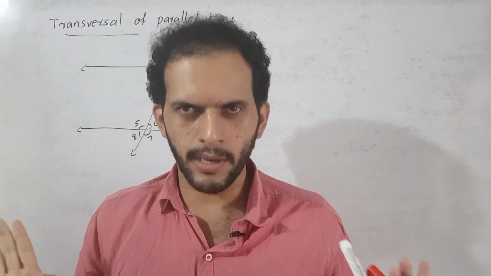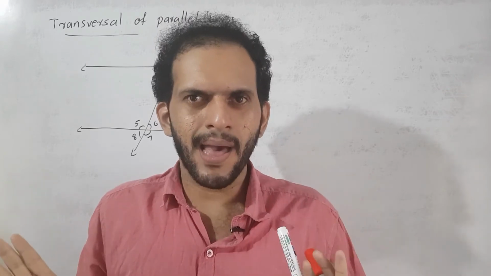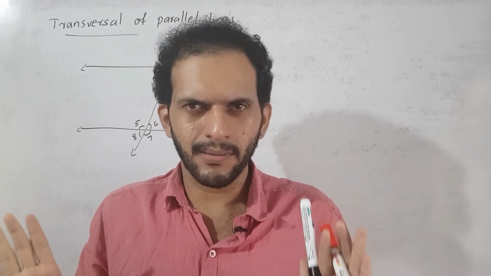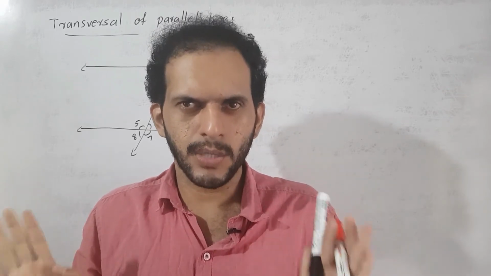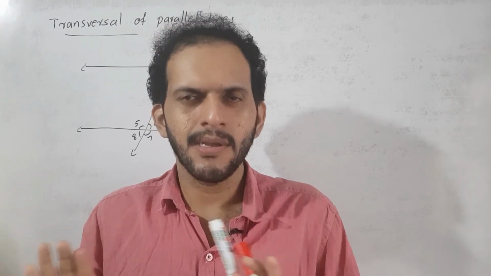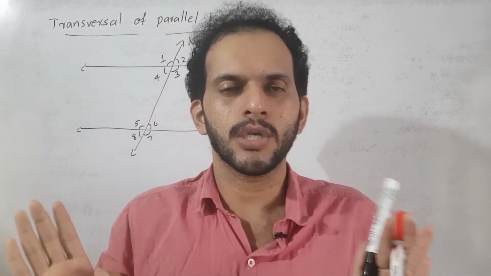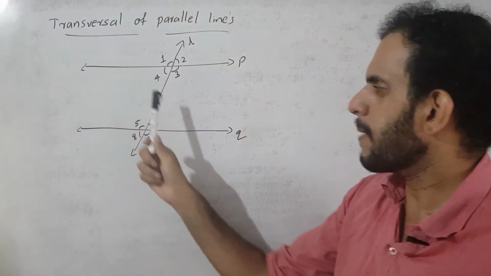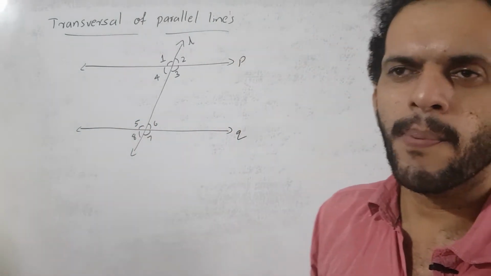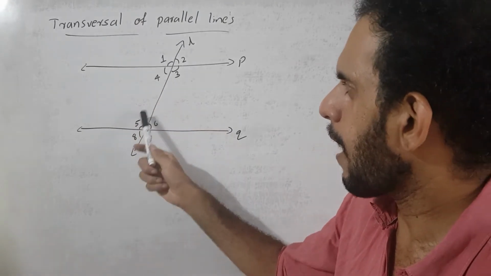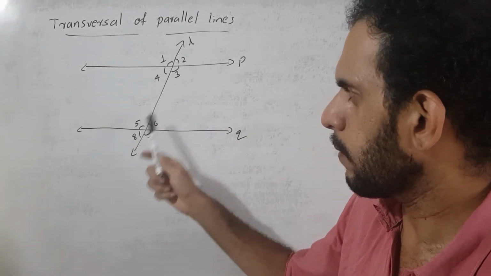Corresponding angle. This is always corresponding angle. Whether the lines are parallel or non-parallel, this angle name is the same, corresponding angle. The position is like this, the angle name is corresponding. But if the lines are parallel, then it has the property that the corresponding angles are equal.